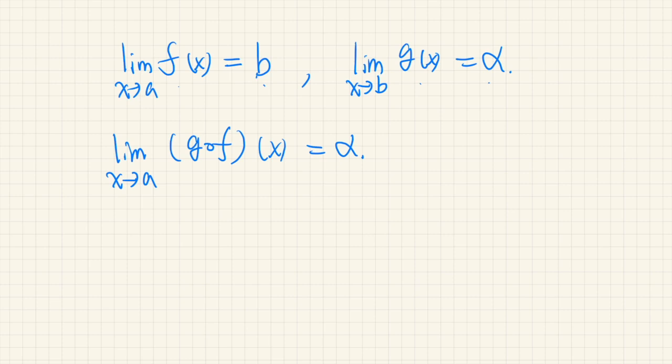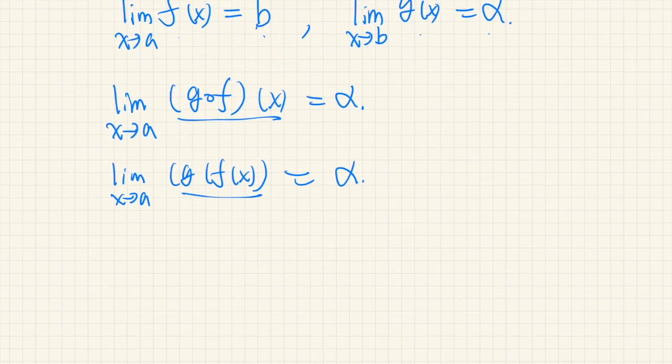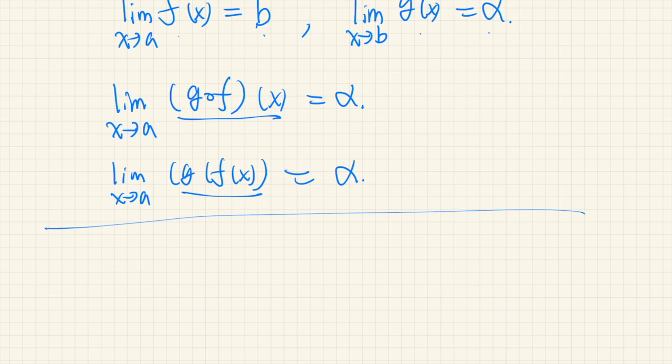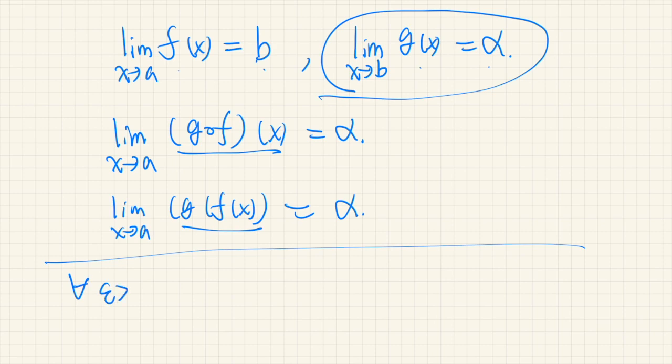And of course, by the definition of function composition, this also means this. So g of f of x converges to alpha as x goes to a. So this means this. Okay, so let's prove this. First, consider this convergence, for any epsilon. So this is the given condition.